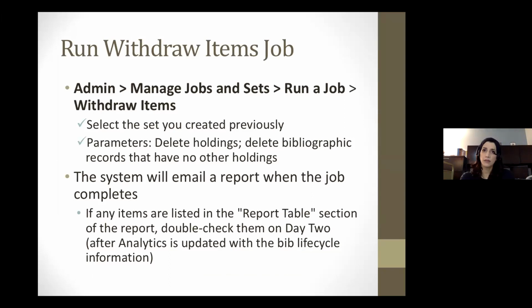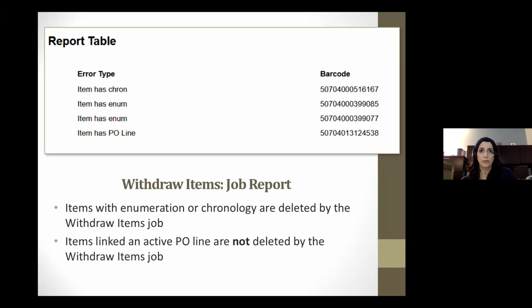Just like with the set job, the system will email you a report when this job completes. And again, check the report table section of the report to see if there were any problems there. So here's an example of one report snippet that had some issues. In this case, the error types are item has enumeration or chronology. These are deleted by the withdraw items job, but it still lets you know about them.